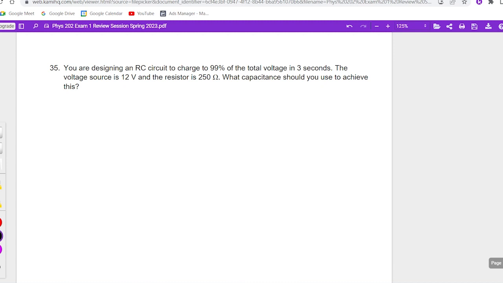Number 35, you are designing an RC circuit to charge to 99% of the total voltage in 3 seconds. The voltage source is 12 volts and the resistor is 250 ohms. What capacitance should you use to achieve this?